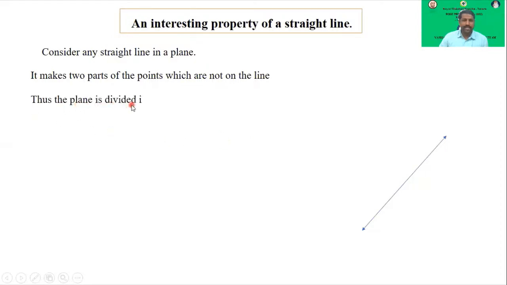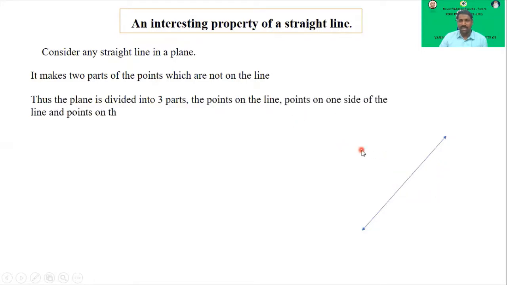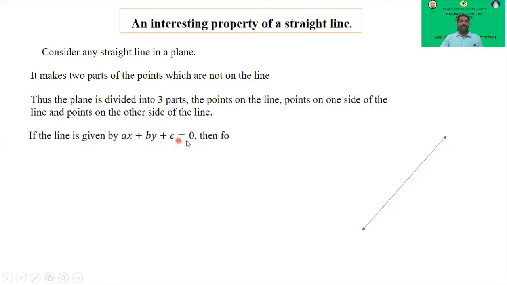Thus, the plane is divided into three parts. The points on the line, points on one side of the line, and points on the other side of the line. एक लाईन मुळे प्लेनचे तीन भाग होतात. एका साइडला असणारे पॉइंट, दुसऱ्या साइडला असणारे सर्व पॉइंट आणि लाईन वरचे पॉइंट. If the line is given by ax plus by plus c is equal to 0, then for all points x1 y1 on one side of the line, ax1 plus by1 plus c greater than 0.